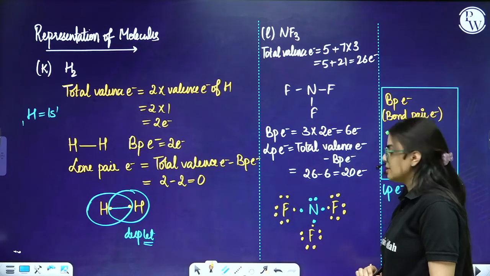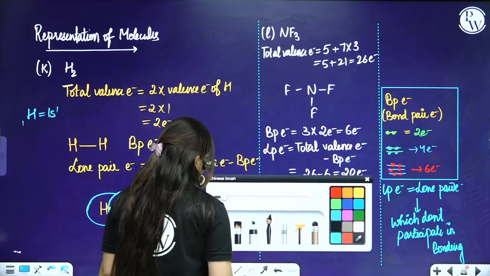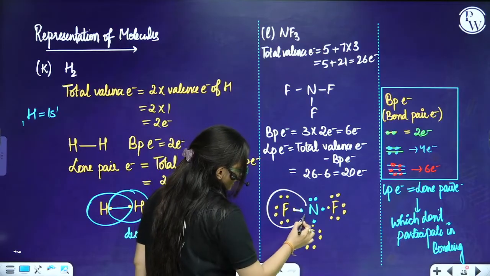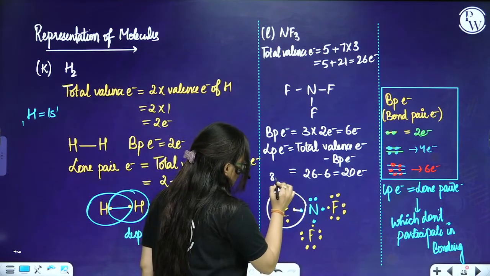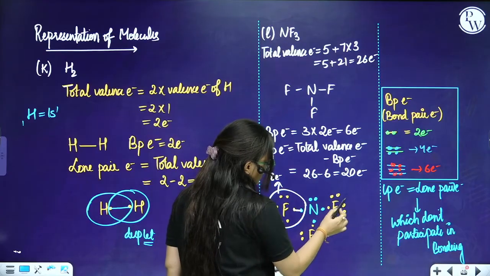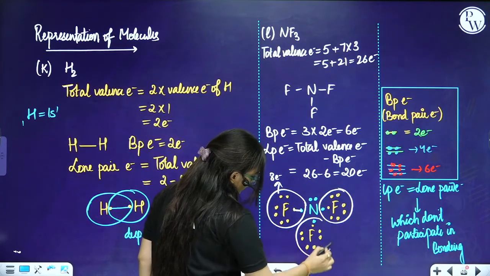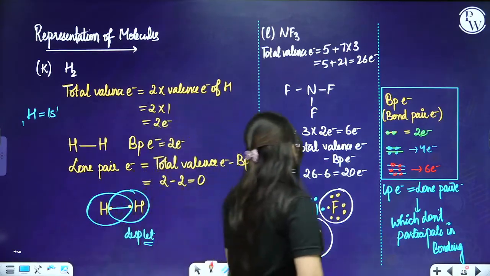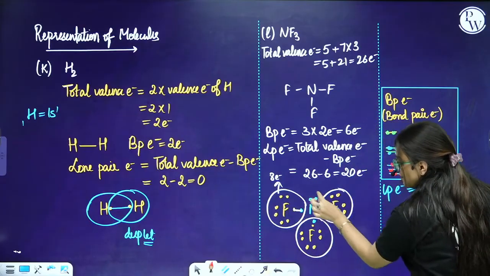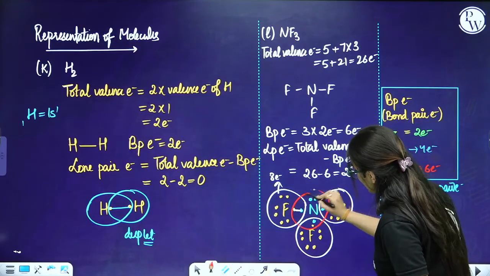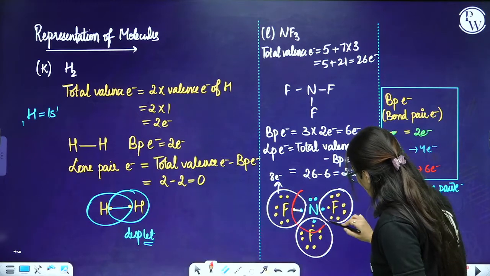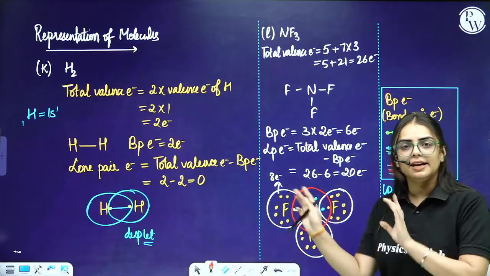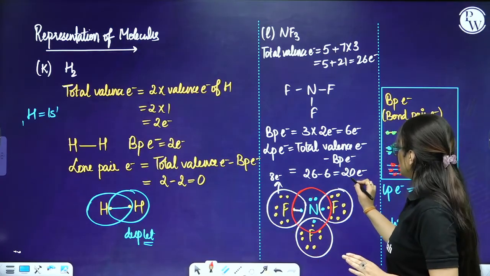Now students, let us check the number of electrons they are holding. See, fluorine has 7 electrons and is gaining 1 electron from nitrogen, total 8 electrons. 7 plus 1, 8 electrons, for each fluorine. Let us talk about nitrogen now. See, nitrogen: 1, 2, 3, 4, 5, 6, 7, 8. Nitrogen also has 8 electrons. They are completing their octet. There are a total of 20 lone pair electrons.